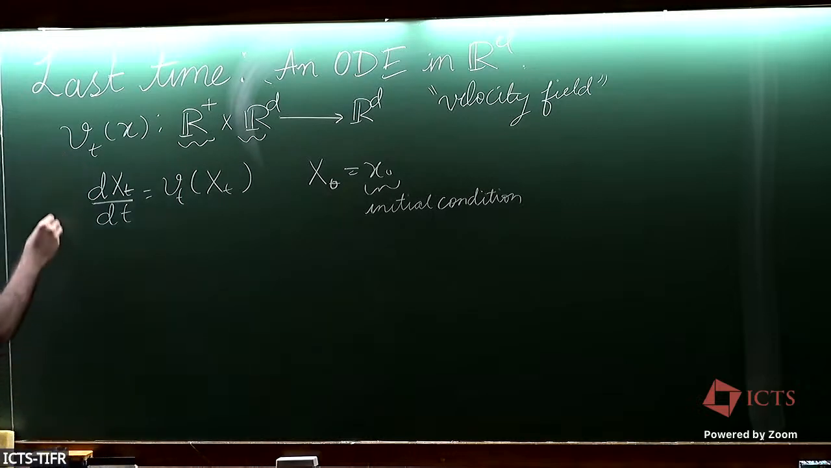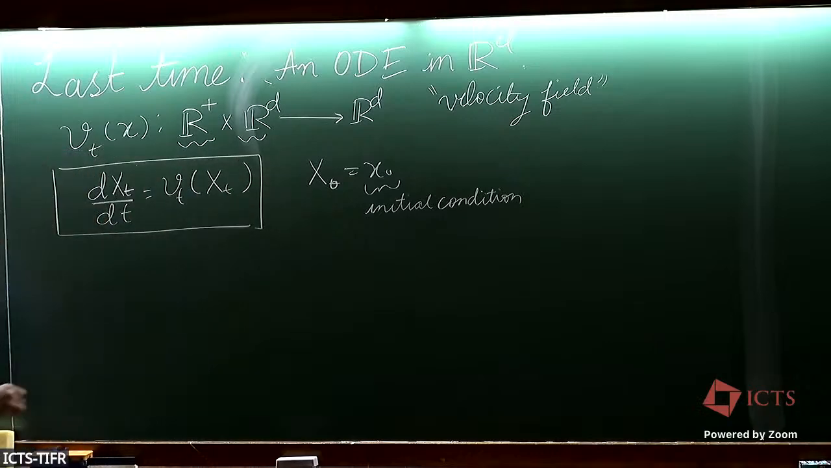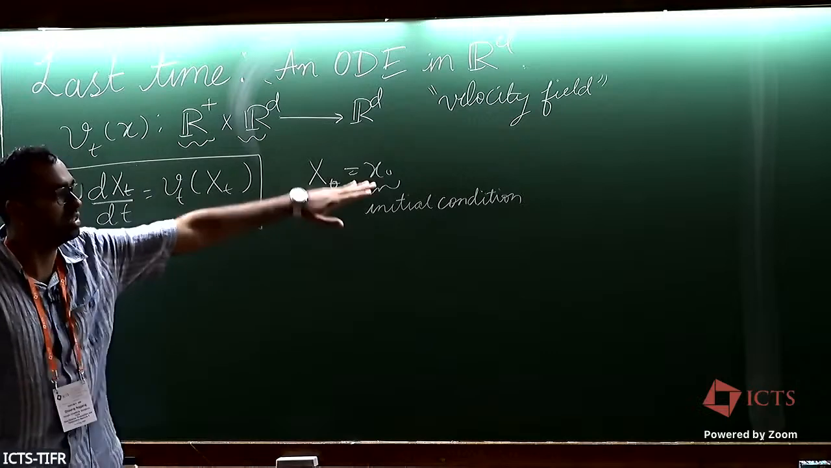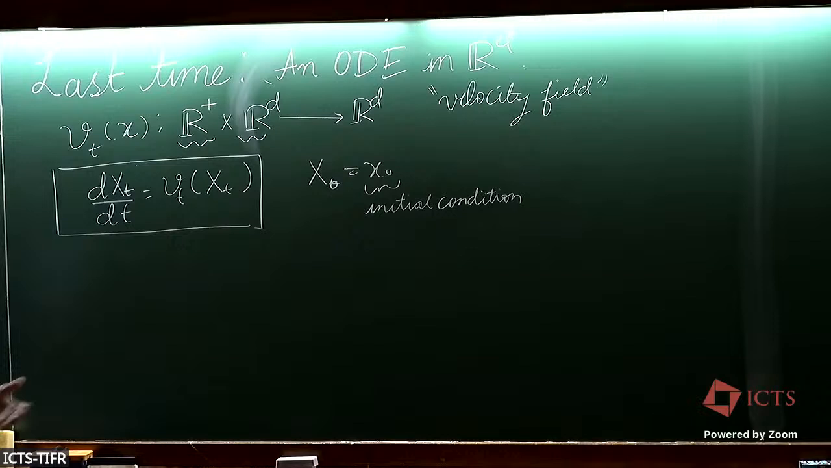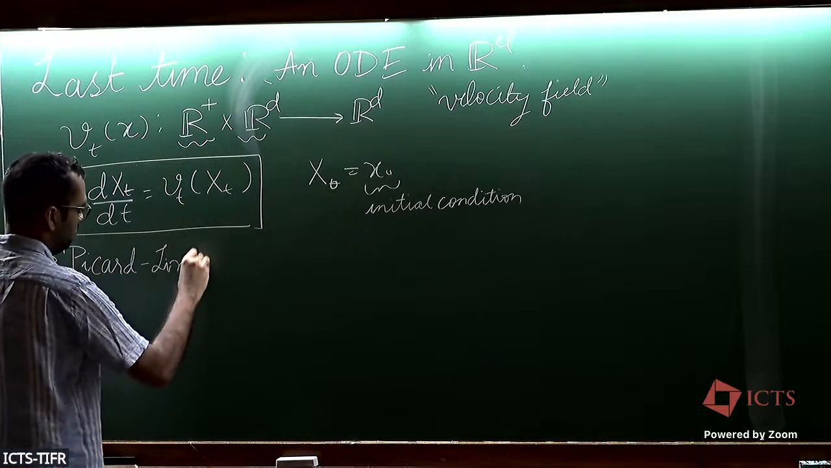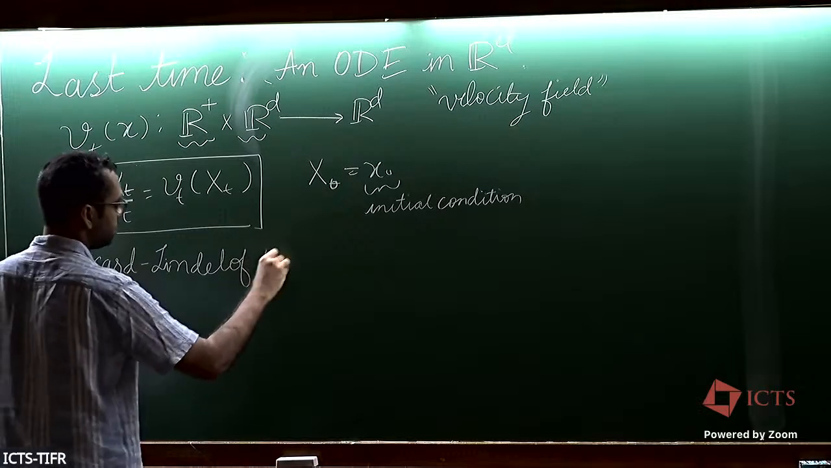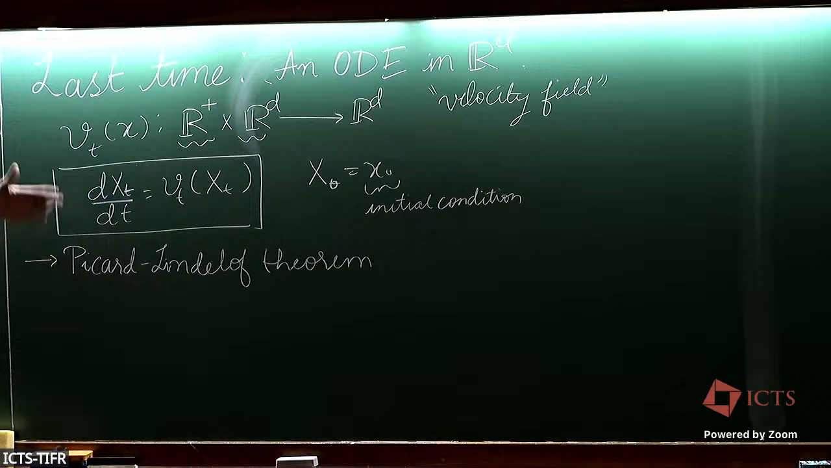And we are interested in solving this ODE, which is dx_t/dt is equal to v_t(x_t), where small x_0 is considered the initial condition. We want to solve this initial value problem. Of course, it's a very classical topic. We also discussed the Picard-Lindelöf theorem, which gives general conditions under which there is existence and uniqueness of solutions to this ODE.